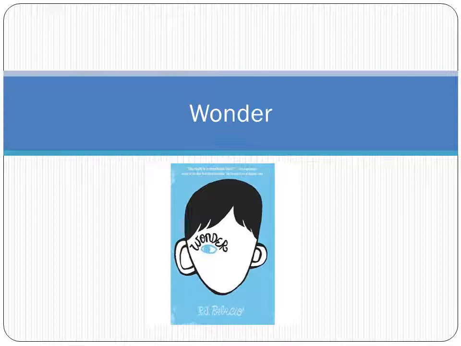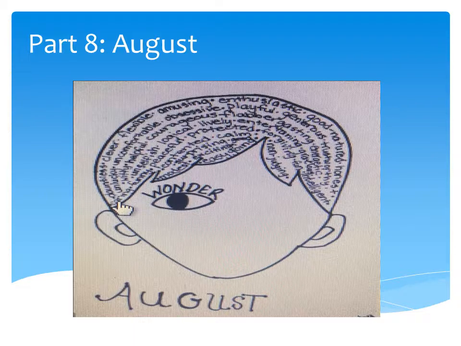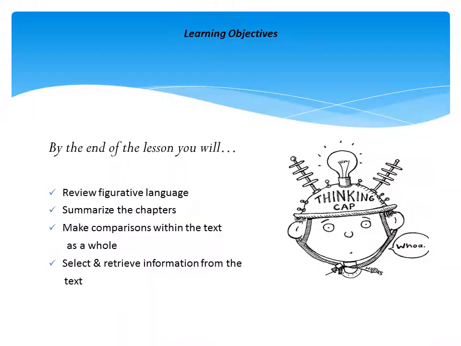We'll carry on reading Wonder, Part 8, which is from Augie's point of view. Your lesson objectives are: today, you will be reviewing figurative language, especially the figurative language that we come across in parts 6 to 8 of Wonder. You'll summarize the chapters, make comparisons within the text, and select and retrieve information from the text, which would be in the form of your worksheet.